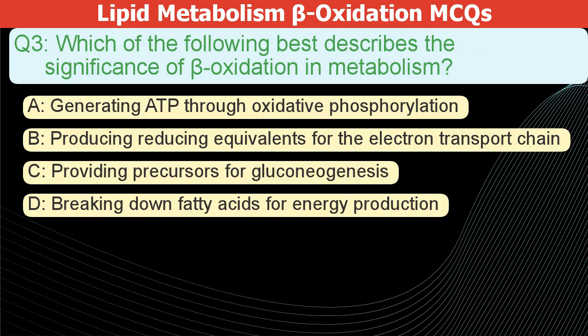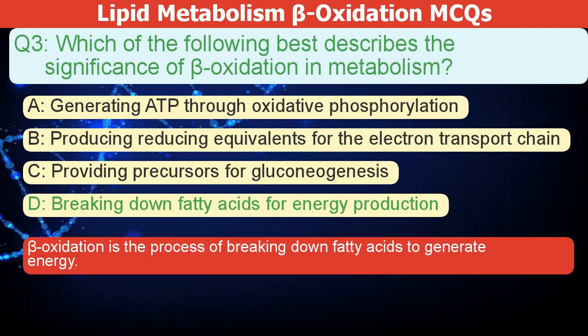Which of the following best describes the significance of beta-oxidation in metabolism? A. Generating ATP through oxidative phosphorylation. B. Reducing equivalents for the electron transport chain. C. Providing precursors for gluconeogenesis. D. Breaking down fatty acids for energy production. The correct answer is D. Beta-oxidation is the process of breaking down fatty acids to generate energy.